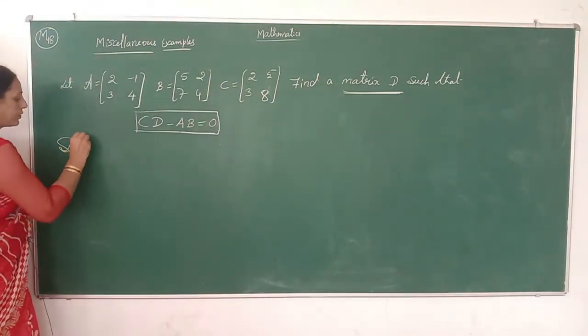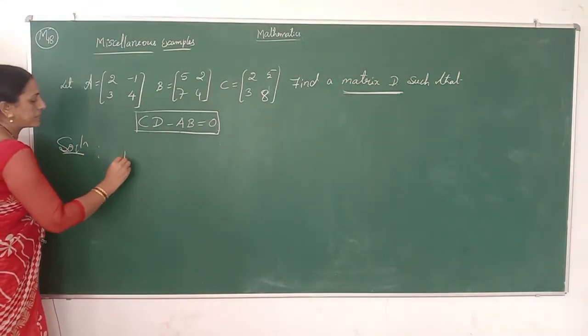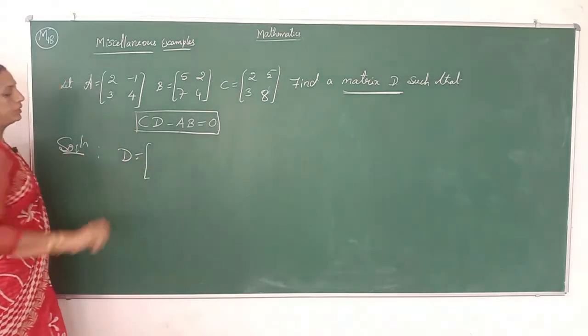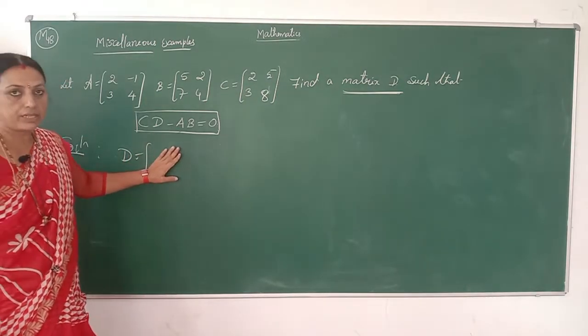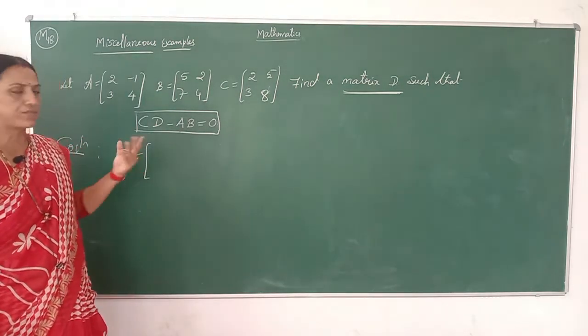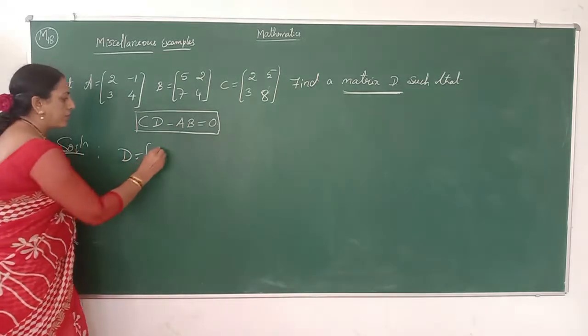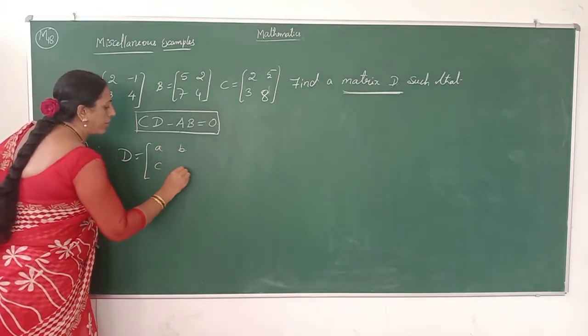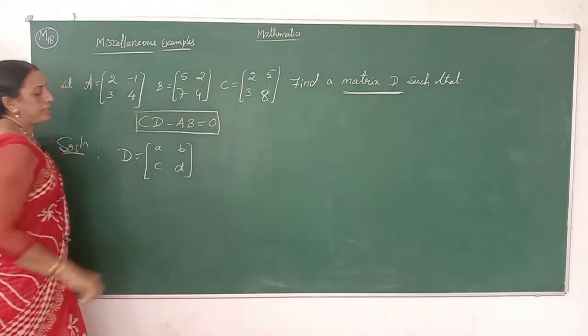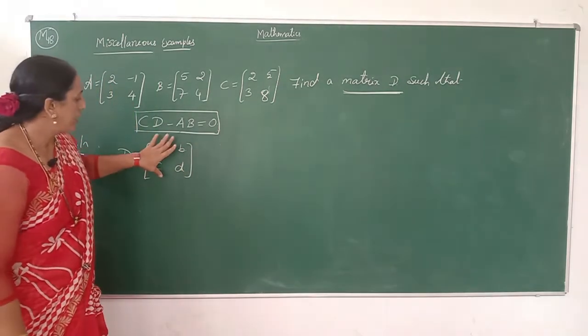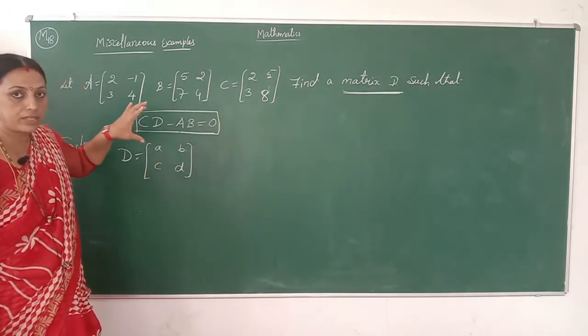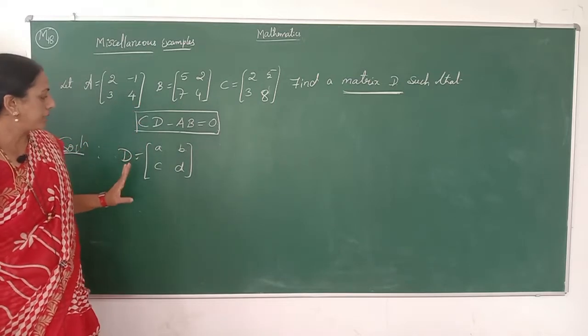Now first we'll consider the elements of D in the general form. These elements can be represented in either A, B, C, D or X, Y, Z, W. Use whichever you like. But if these elements are written as A, B, C, D or X, Y, Z, W, they can be represented in small letters. These are the elements of D.